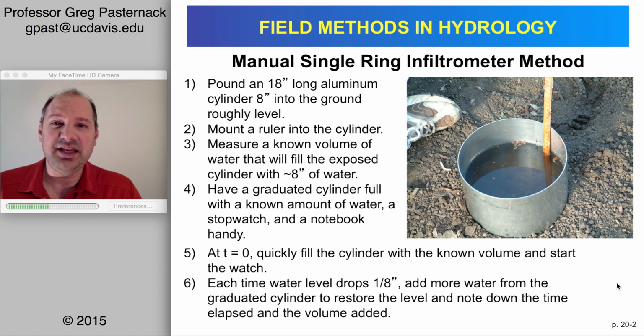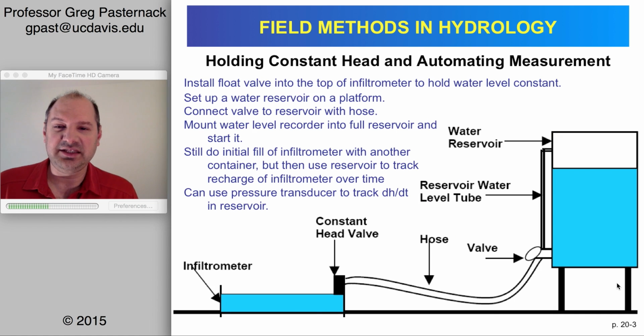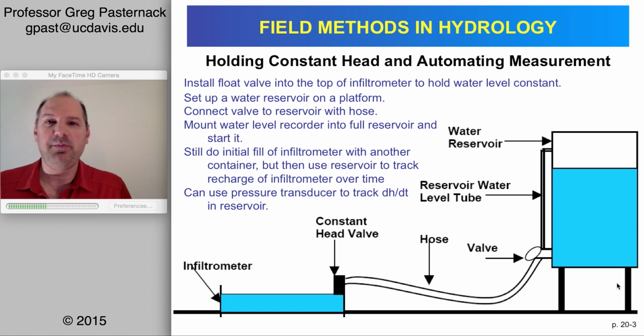If you want to get fancy, another way of making this even better would be to not have to manually pour the water in, but automate the process of keeping the water constant at the same head, and then even potentially automating the reading of how much water is added continuously through time. So this shows an experimental setup with a larger infiltrometer in the ground here, and then there's a valve that's put in here that is what's called a float valve.